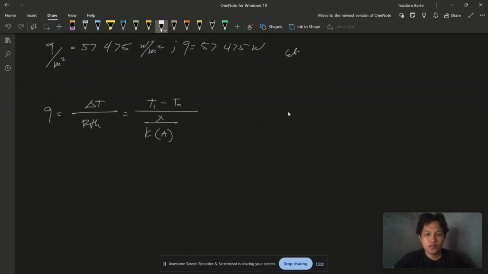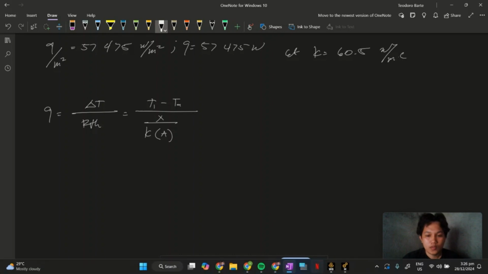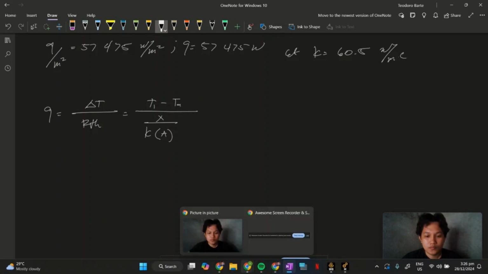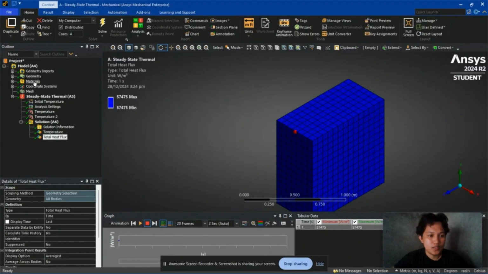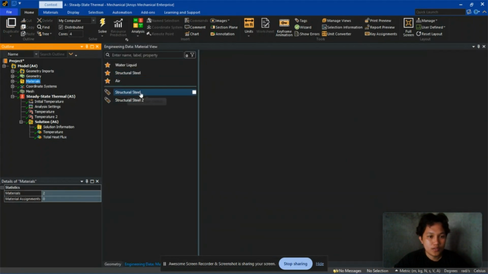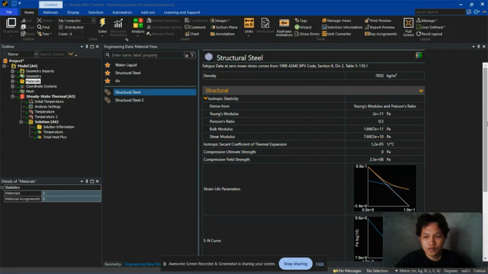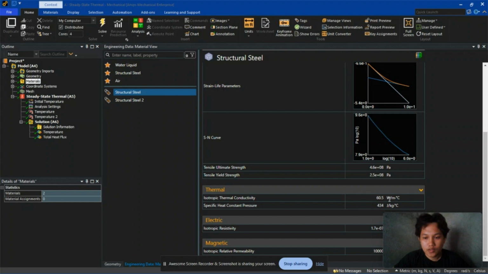K is equal to 60.5 watts per meter degree Celsius. Let me do a quick check. Here are the materials. Okay, 60.5. I'm correct.